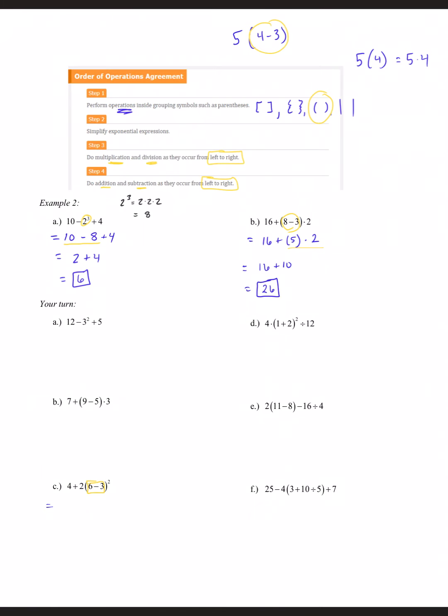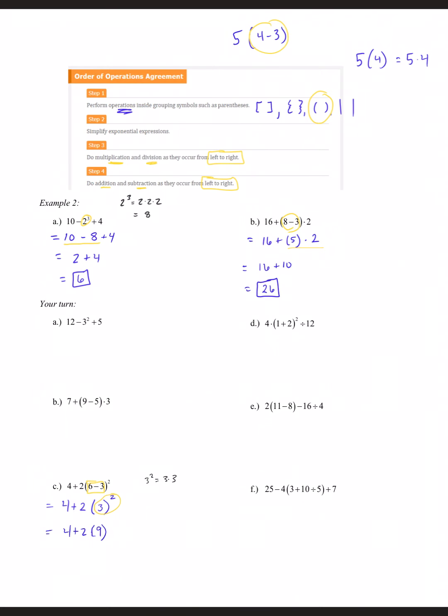So again, I'm writing right below the problem with an equal sign, 4 plus 2. If you want to use the parentheses, you can. 6 minus 3 is 3, and we're squaring it. So step 1, check. Step 2, exponents. Okay, well we also have exponents here, which would be right here. So we want to simplify that next. So now we have 4 plus 2, 3 squared. And so remember, 3 squared is 3 times 3, which is 9. You can put times 9 like that, or you could put the 9 in the parentheses.